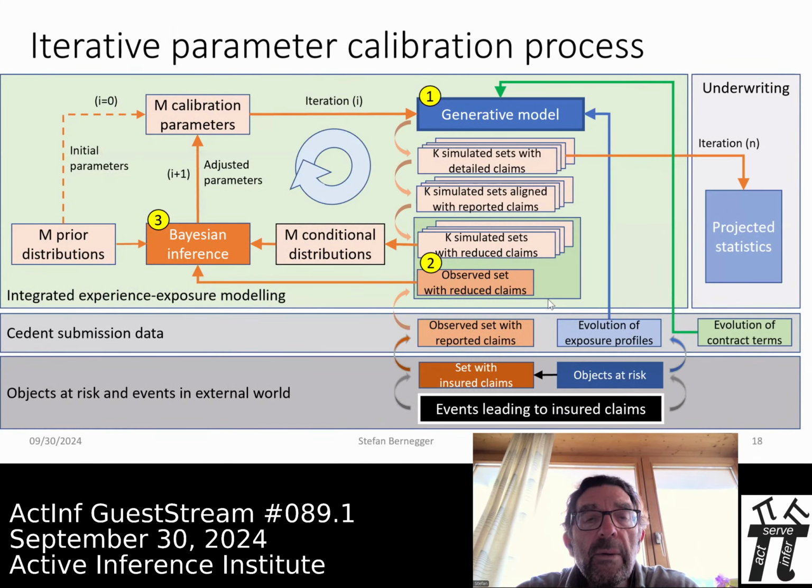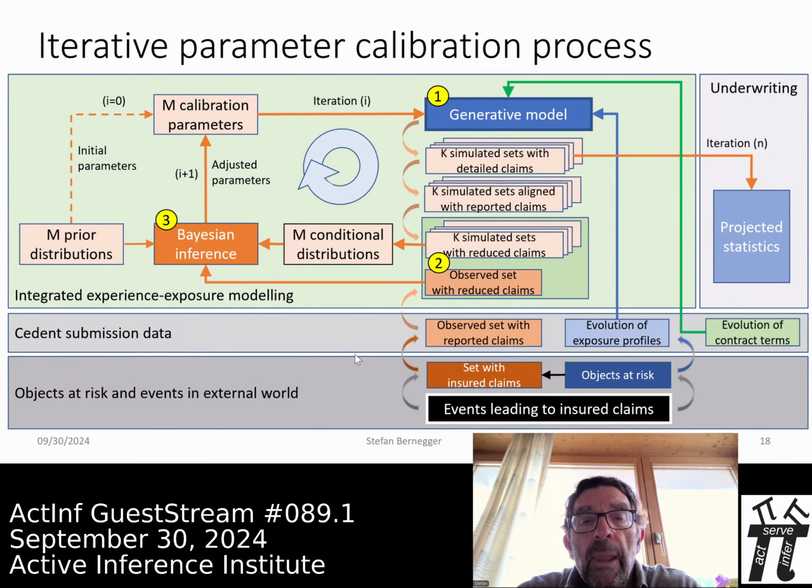Now here is another representation of the process. So we have at the bottom the events which are leading to insured claims. We have the set with claims and the part which is observed. So this is more or less what the ceding company is reporting to the insurer. And then we have a set of reduced claims. On the other side, we have the generative model, which is creating the case sets with simulated claims. This can be very detailed. Then maybe in a first step, you align this claims representation with the observed claims, and then in the next step, we reduce them. And then we take this information here to come up with conditional distribution functions.